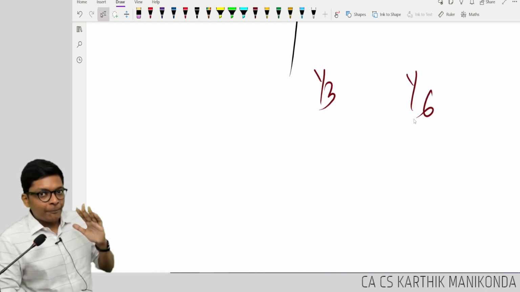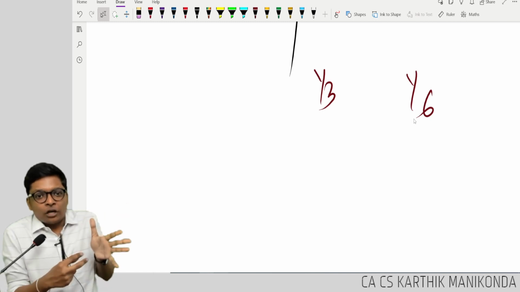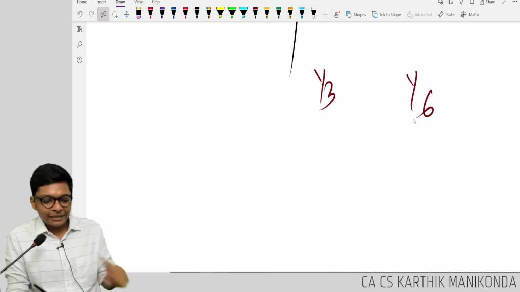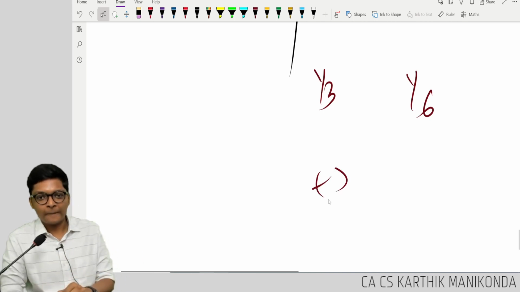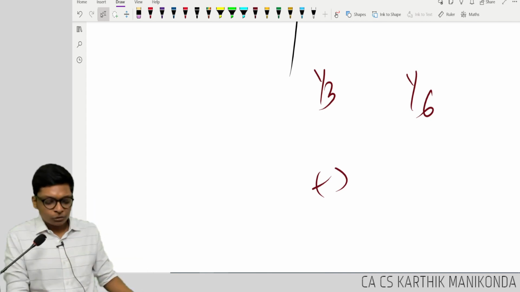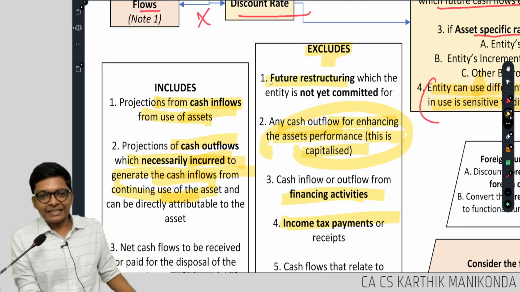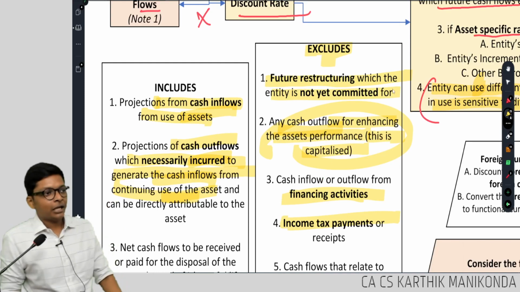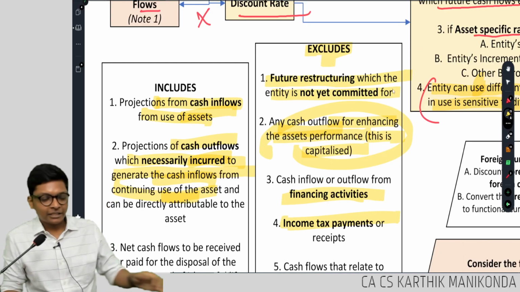Now, a planned restructuring of the car, can I reduce this in cash flow now itself? Why? It's only an idea. He has not committed himself to it. So future restructuring which the entity is not yet committed to will be excluded. Are you following, guys? Getting the logic of that? That's it.